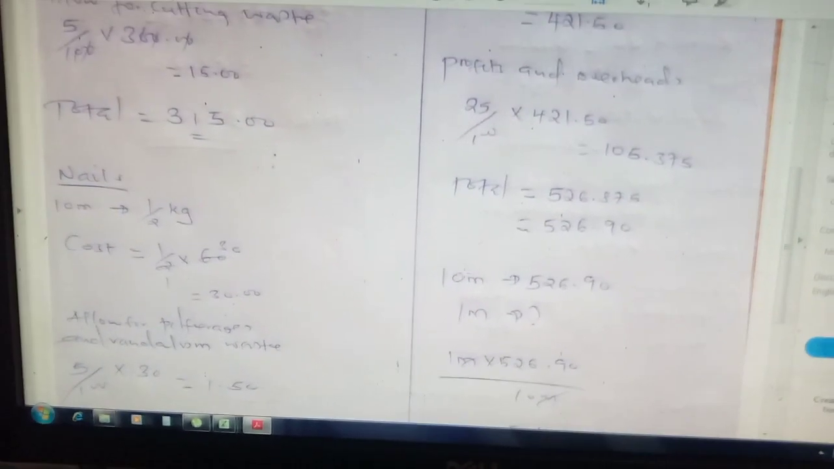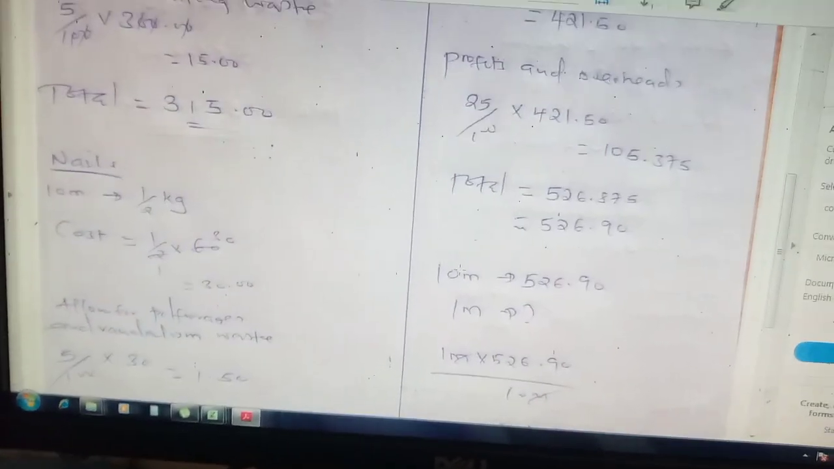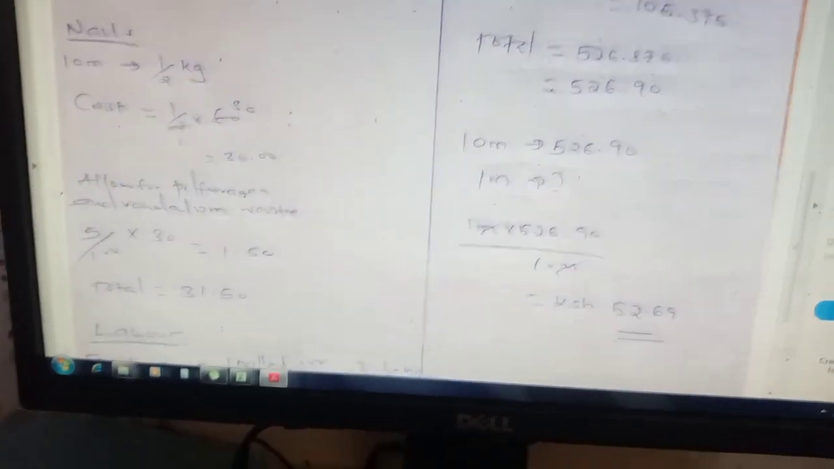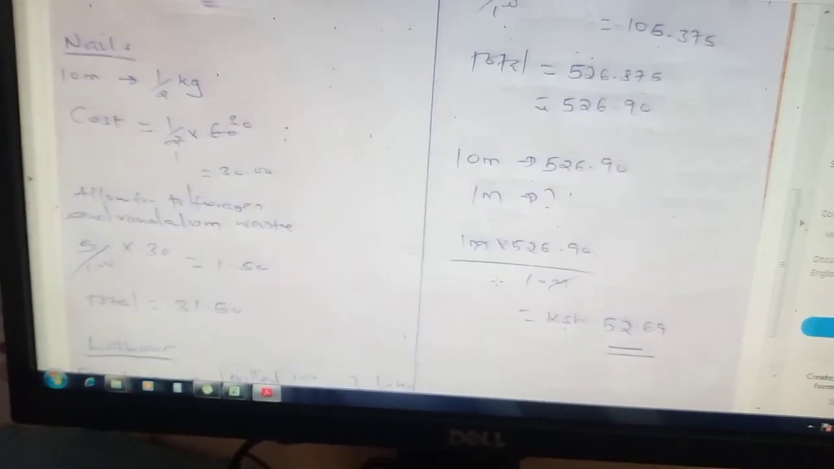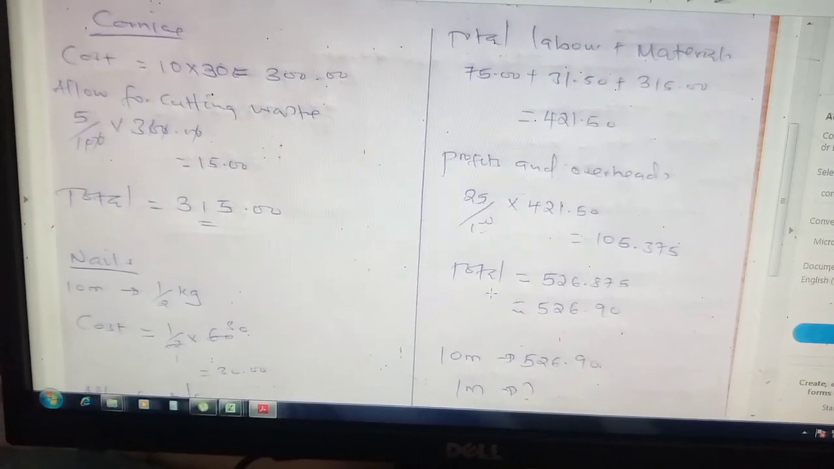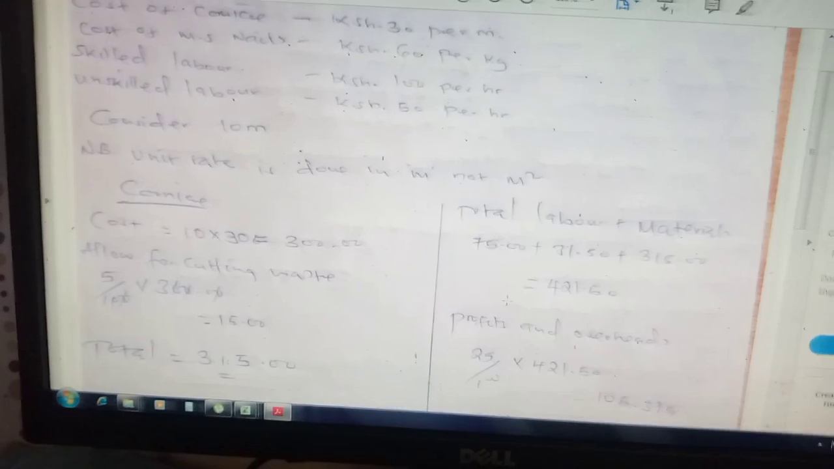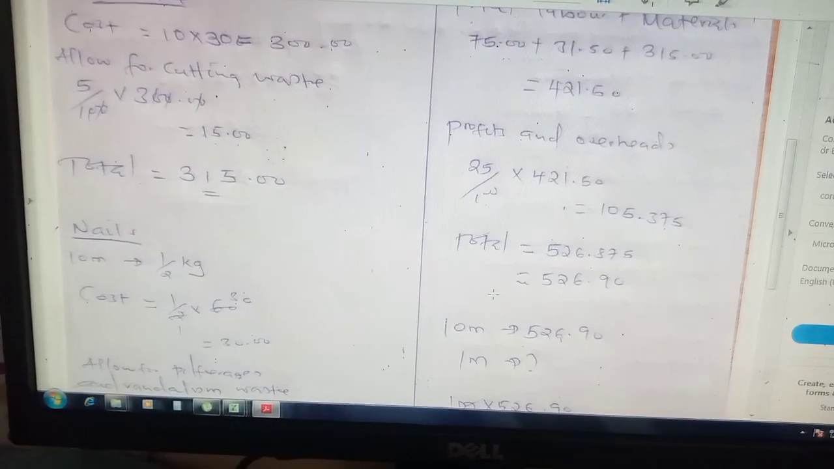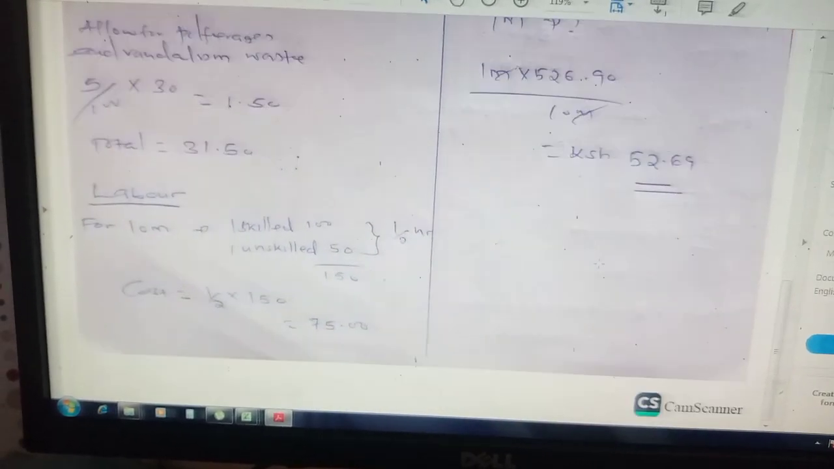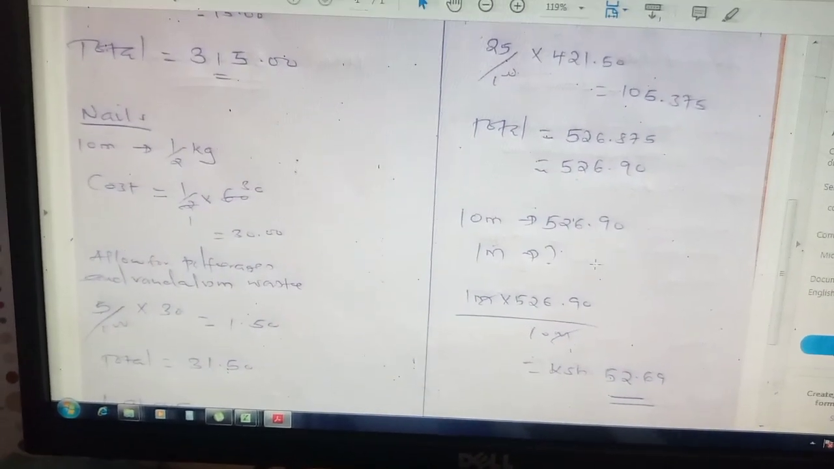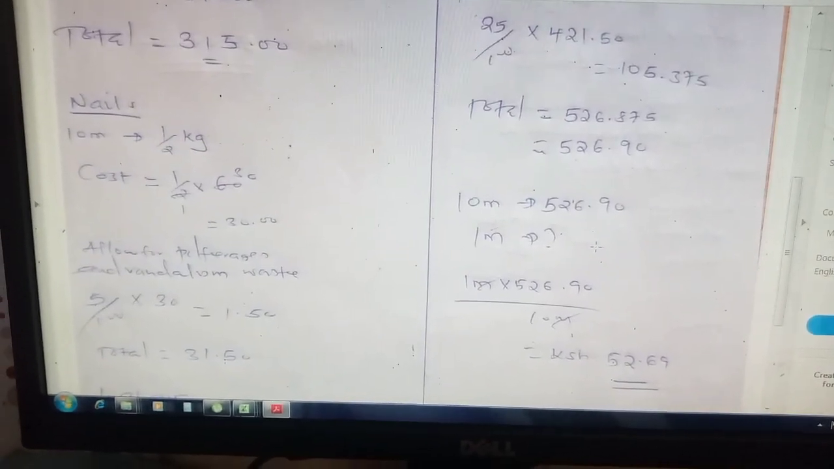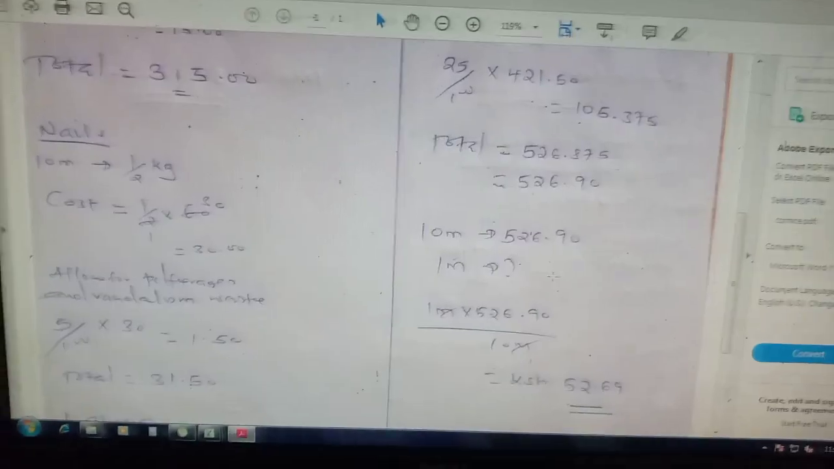So we need to cost it in linear meters. So what of 1 meter? For 1 meter, you divide that by 10. Your rate for cornice, including labor, the profits for the contractor, the overheads for the work, and the cost of materials, your rate for cornice will be 52 shillings and 69 cents. Yeah, 52 shillings and 69 cents.